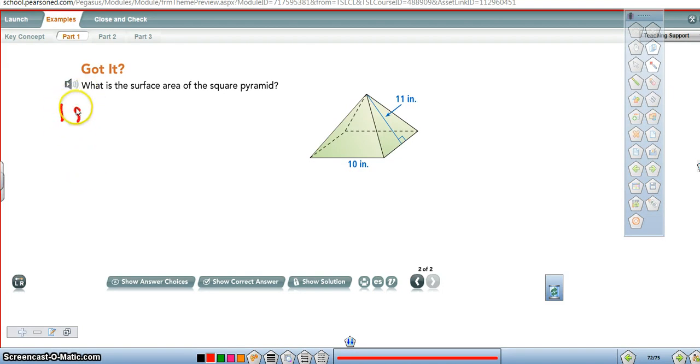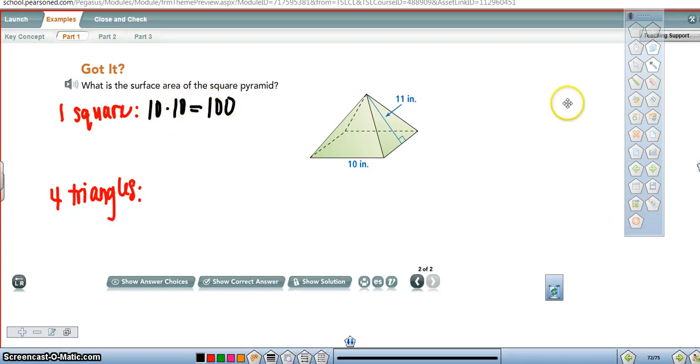On this one, again, we have 1 square. It's a square pyramid, so we have 1 square base. And we also have 4 triangles again going around the lateral part of the figure. So for the square, that would be 10 by 10, which is 100 for its area.